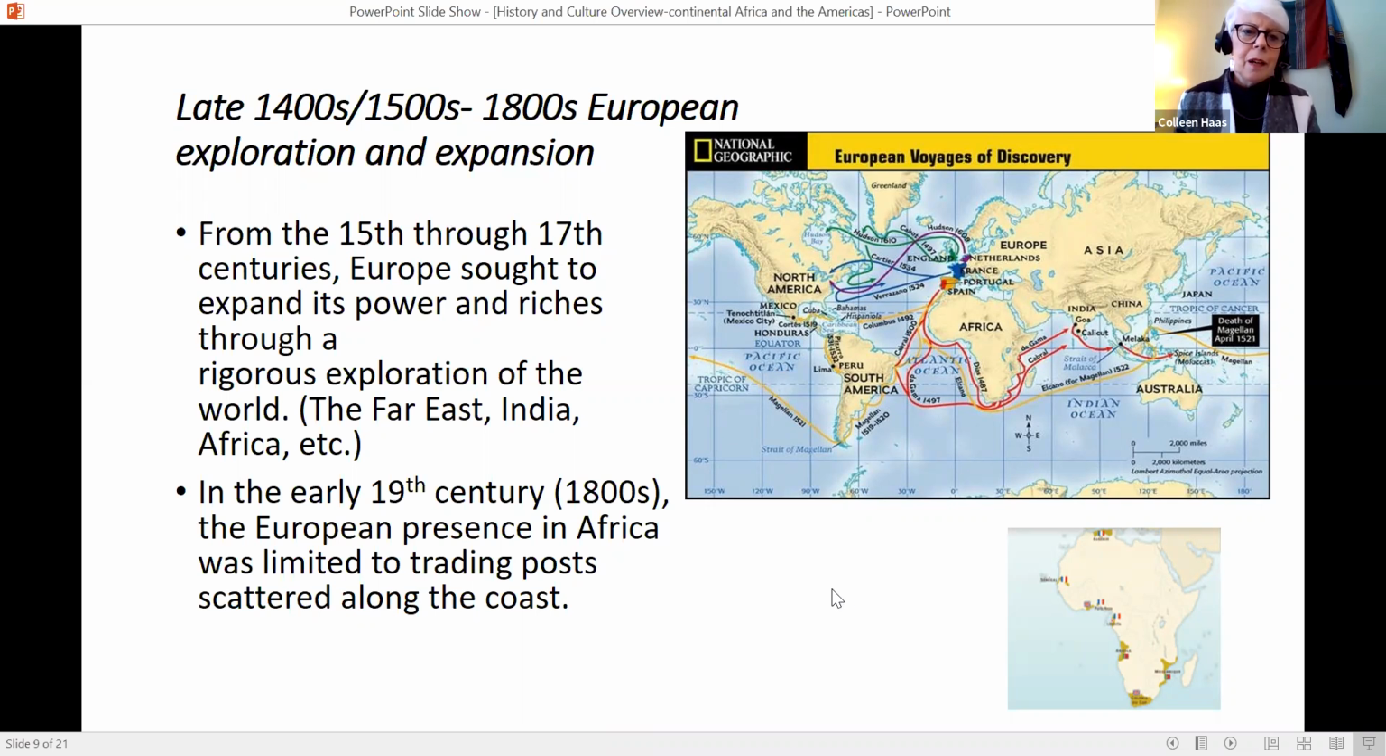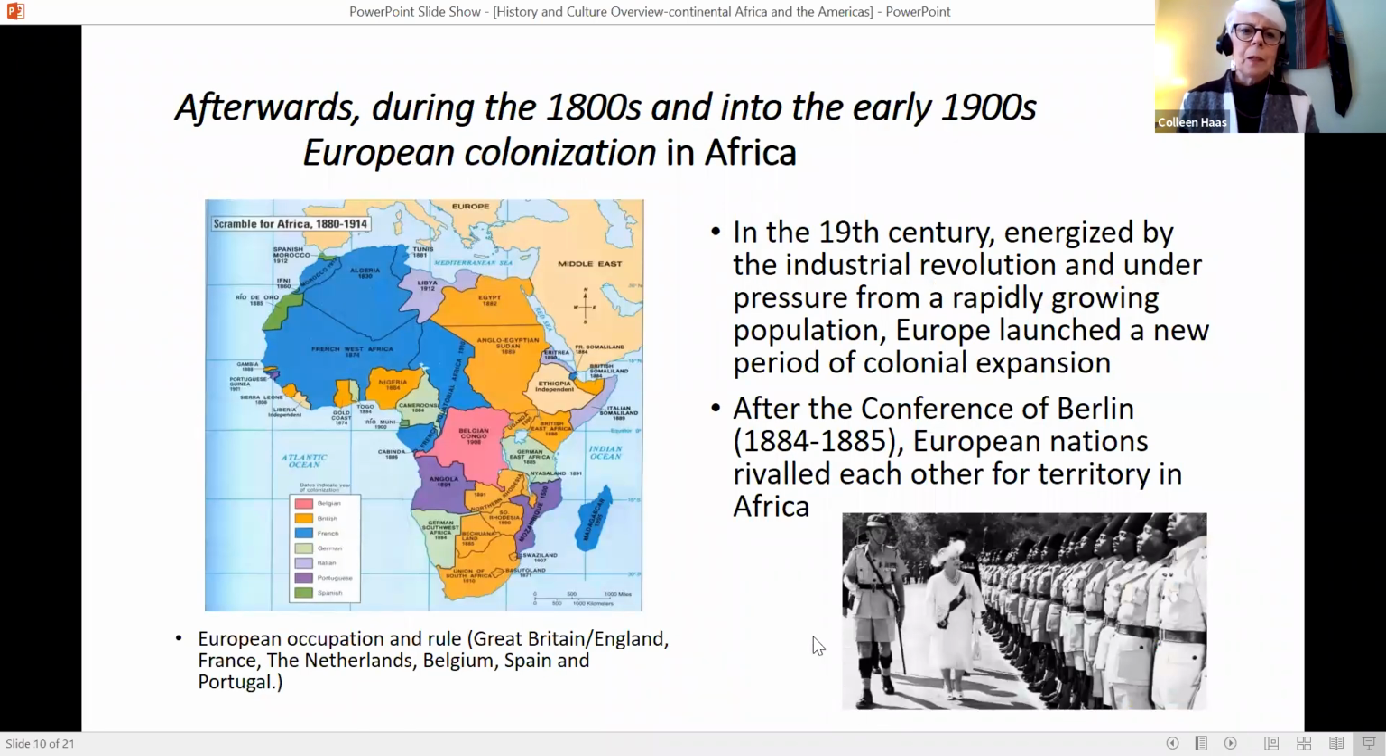We don't get until the early 19th century, the 1800s, a stronger presence of Europe in Africa, but it was still limited to these coastal areas. But this is definitely the time of the transatlantic slave trade, which we will talk about later. But right now we're just focusing on African history, even though the transatlantic slave trade had a tremendous impact on Africa, primarily by diminishing their populations and disturbing their social structures.